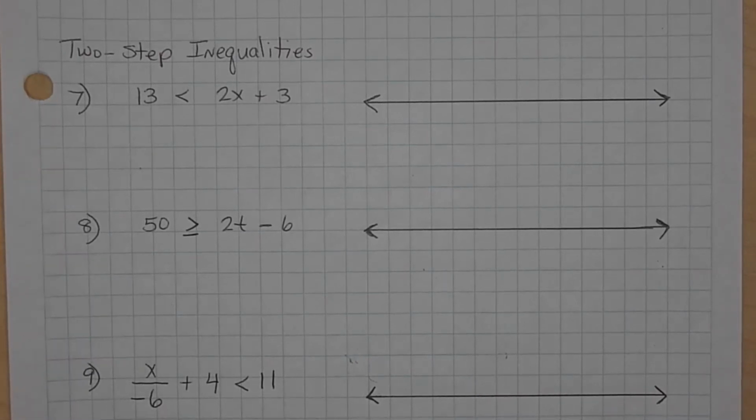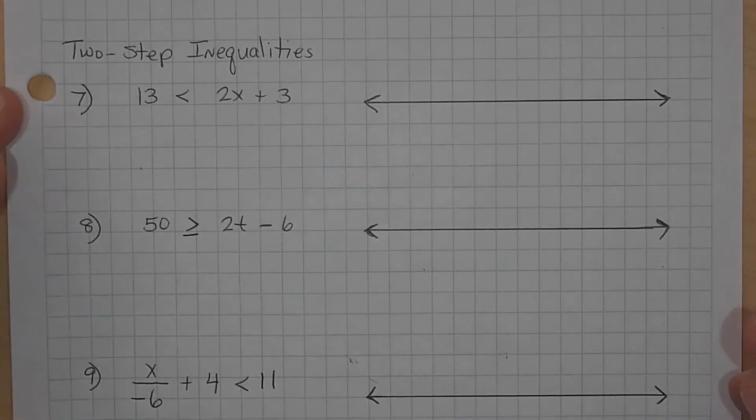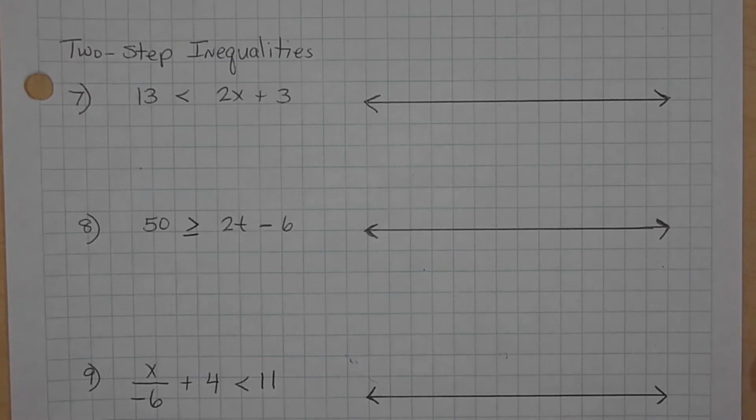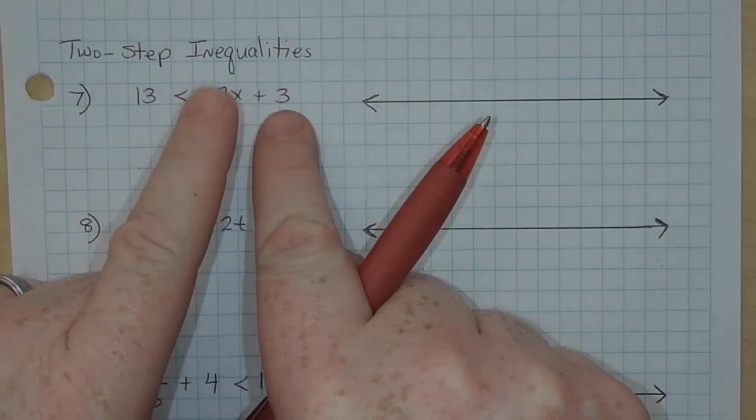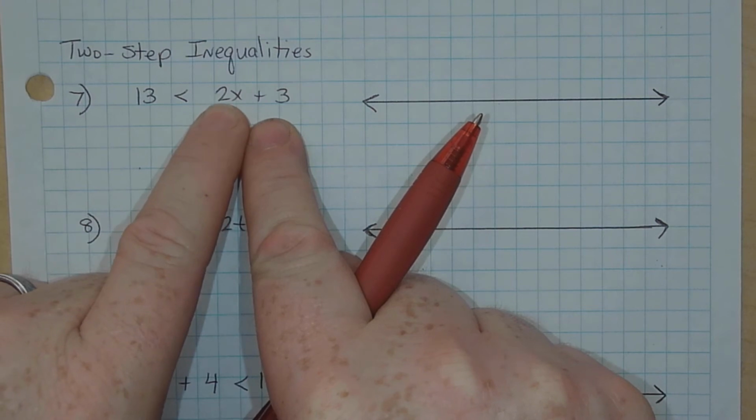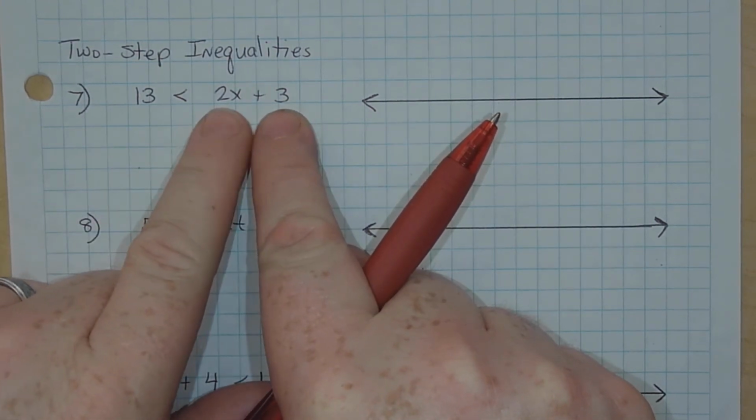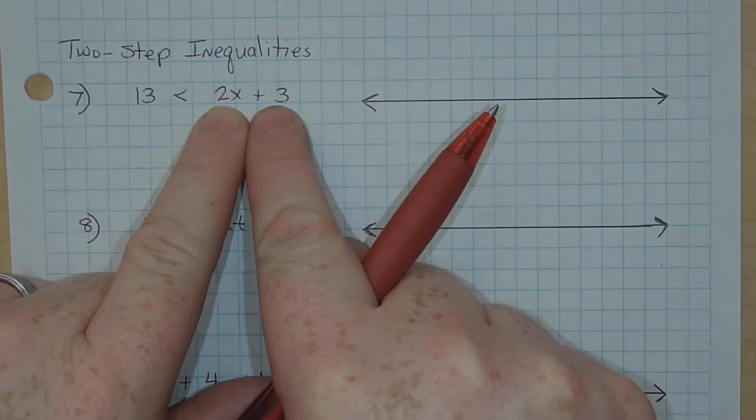All right, so here, let me go in a little bit further detail with number 7, and then we'll kind of go fast on the other ones. All right, so you've got two operations going on. 2x means 2 times x and plus 3. So you got a multiplication problem here, and you get an addition problem here.